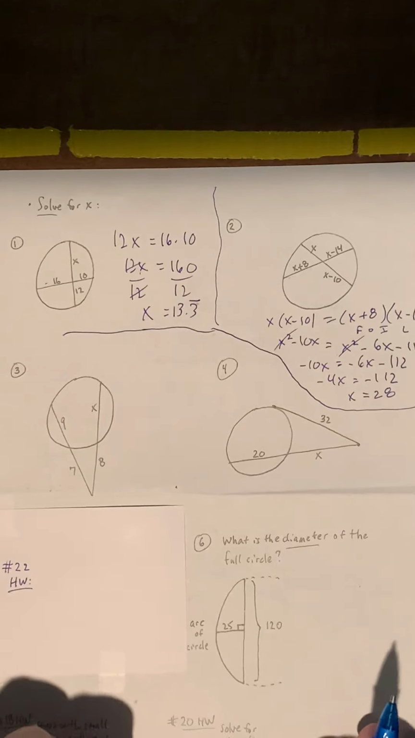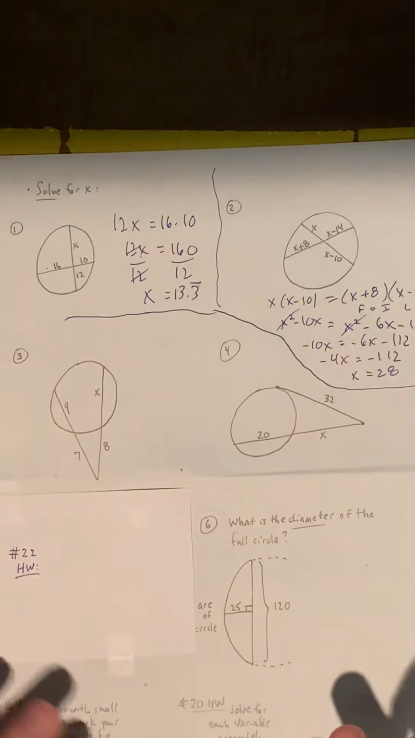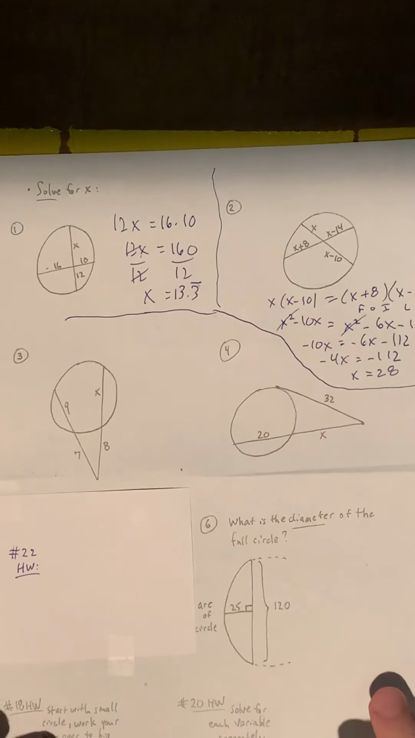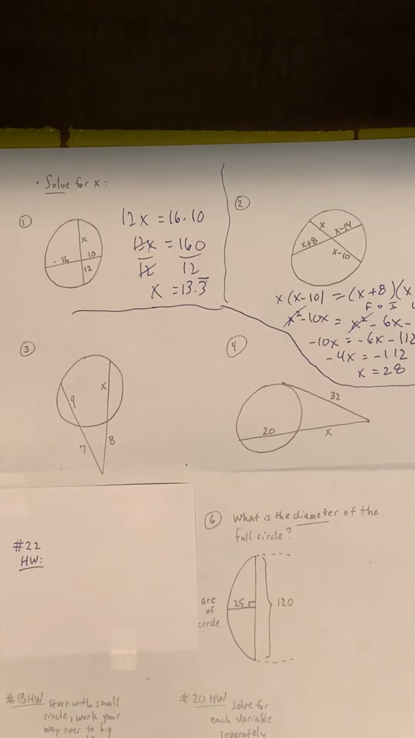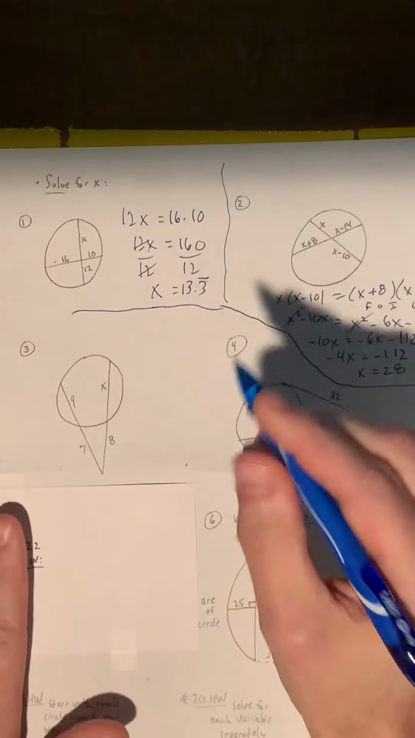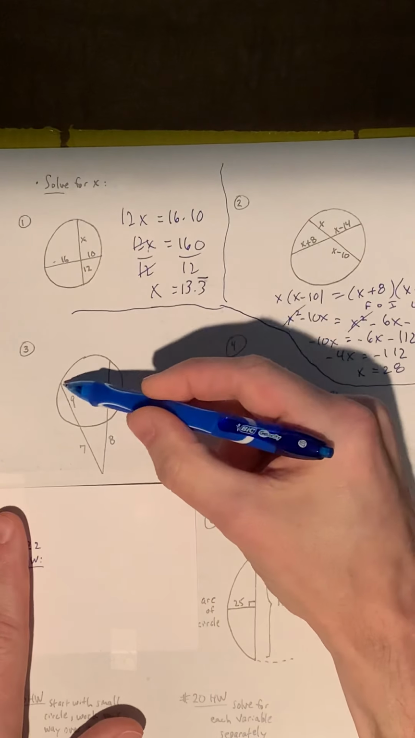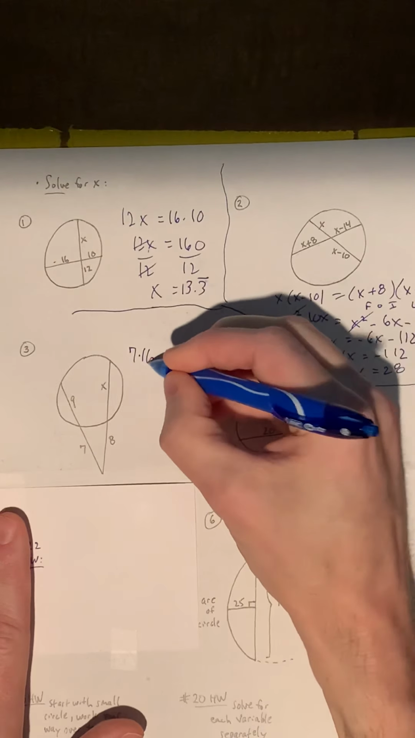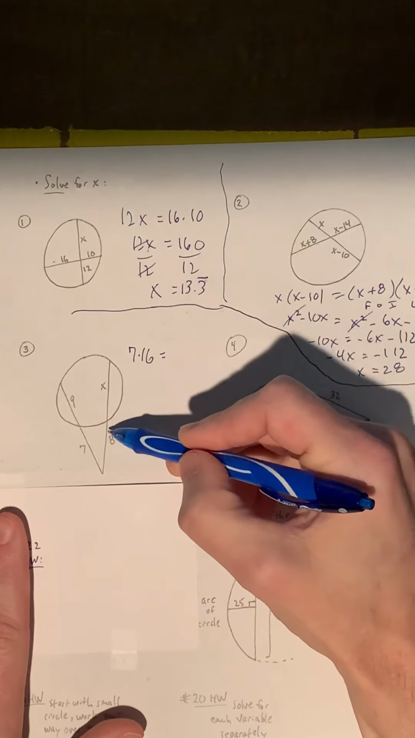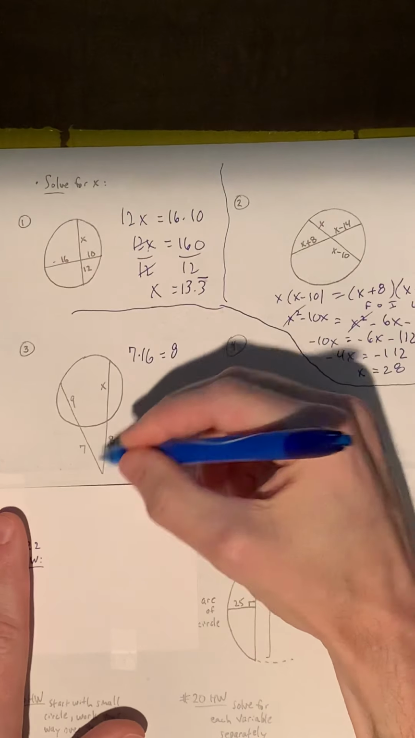All right, so on number 3, we see we have two secants intersecting on the outside of the circle. So second rule here. Remember, outside times whole equals outside times whole. So that's how we set up our equation. So here we go. Outside 7 times whole thing 16 equals outside 8 times whole thing x plus 8.